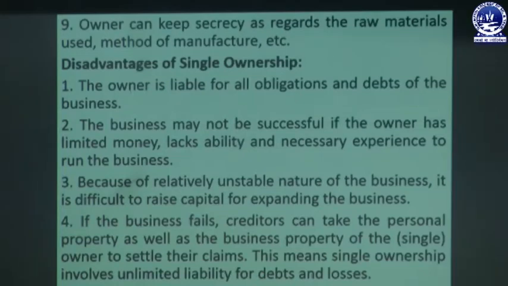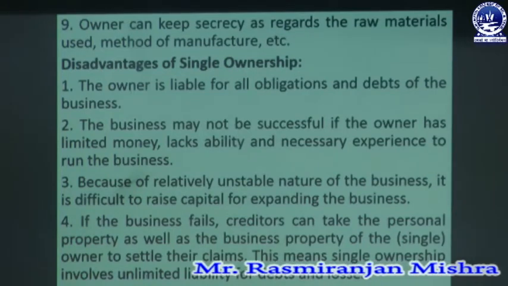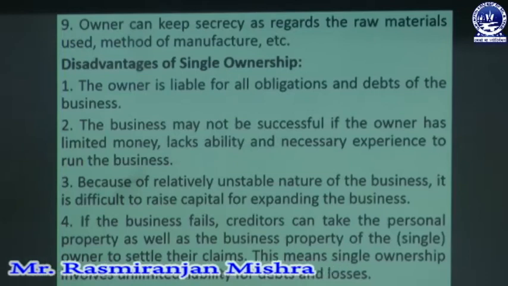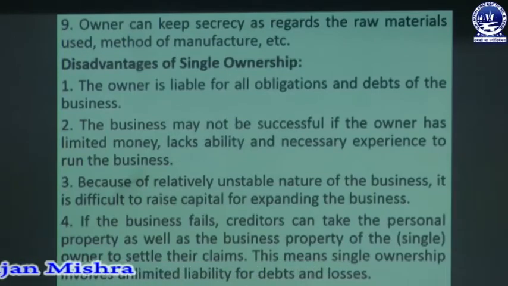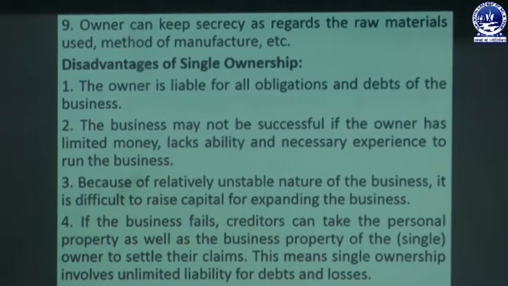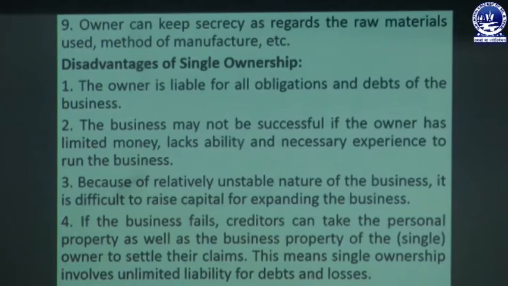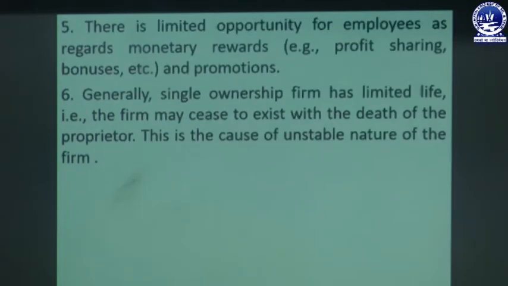The fourth point, if the business fails, creditors can take the personal property as well as the business property. So when there is a chance of failure of the business, in that case the creditors who are associated with the business can take the personal property as well as the business property of the owner to settle their claims. This means the single ownership involves unlimited liability for debt as well as losses.